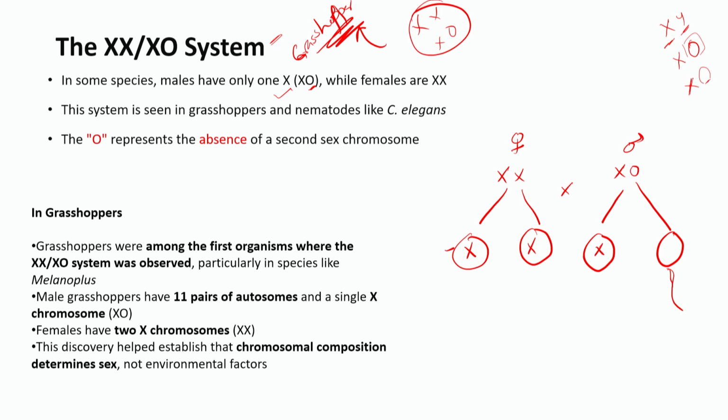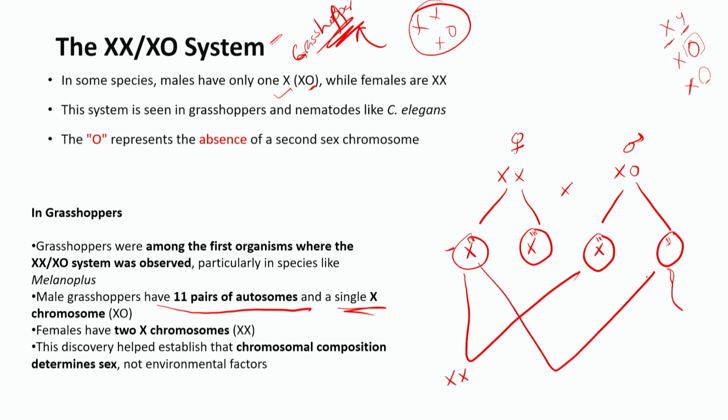So 11, I have written here, the male grasshopper has 11 pairs of autosomes and a single X chromosome, right? So all the other 11 chromosomes are present everywhere, plus this X chromosome, and here only these 11 chromosomes are present and no X chromosome. So if this X goes with this, then you have XX, and if this X goes with this, then you have XO. So this is going to be a male and this is a female, right? So the female has 2 X chromosomes and the male has only 1 X chromosome.